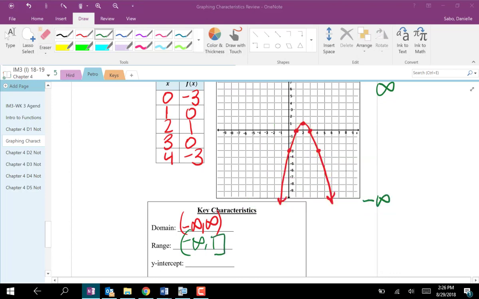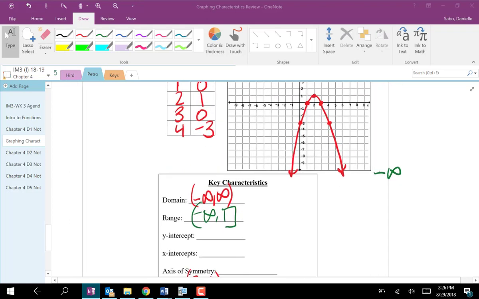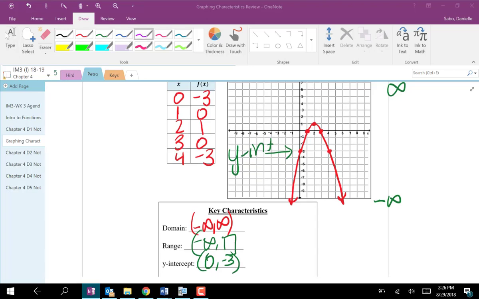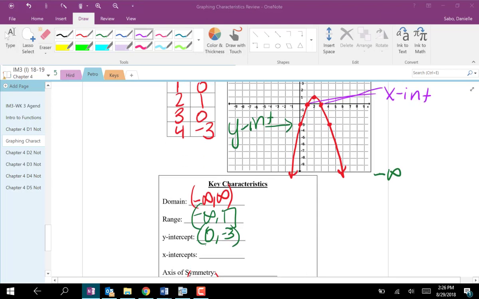Okay? Cool. Where does it cross the y-axis? 0, negative 3. I have 2 x-intercepts this time. What's one of them? And then the other one? Good, 3 comma 0.